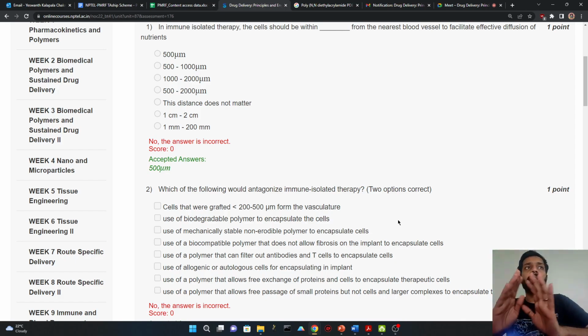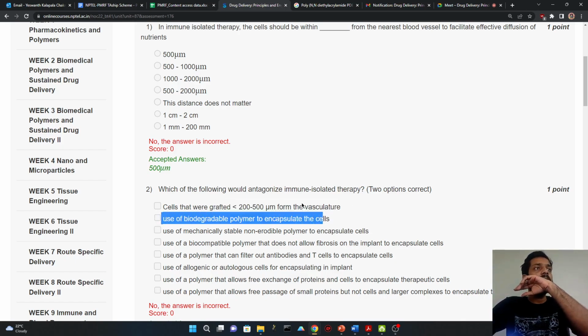So what should be the property of the barrier? Should it be biodegradable? The barrier cannot be biodegradable, right? If it's biodegradable, the barrier is slowly eroding away or degrading away, which means the cells will ultimately get exposed to the immune cells of the patient. So you do not want your barrier to be a biodegradable polymer. So this is an incorrect choice or the correct option here.